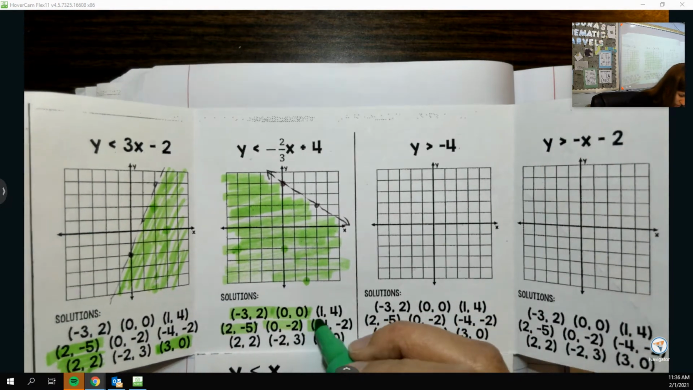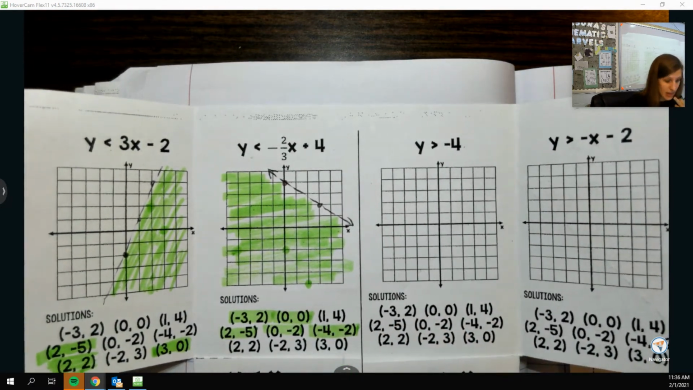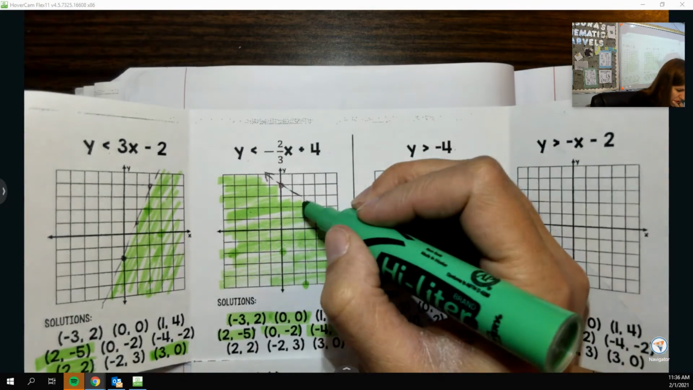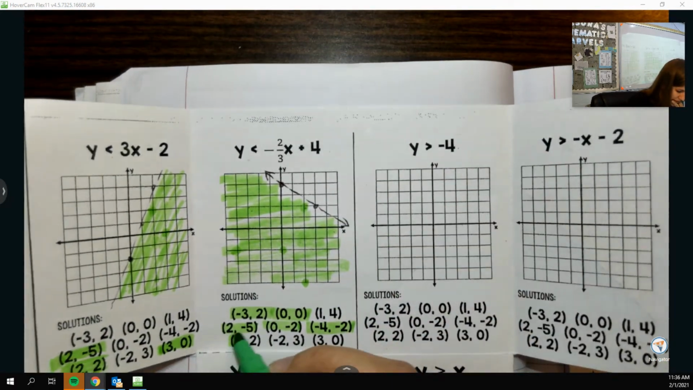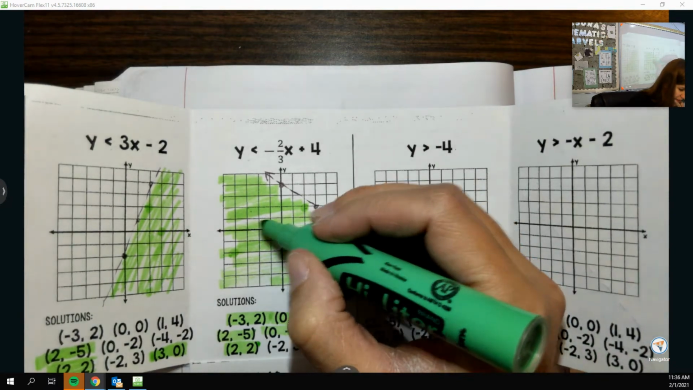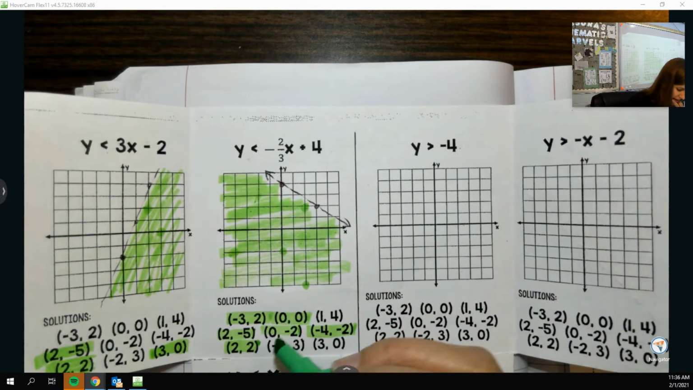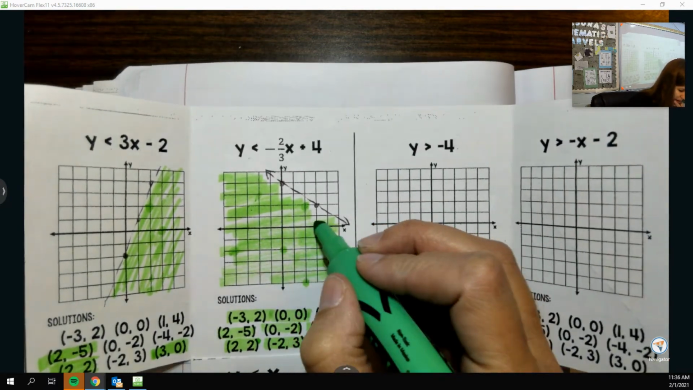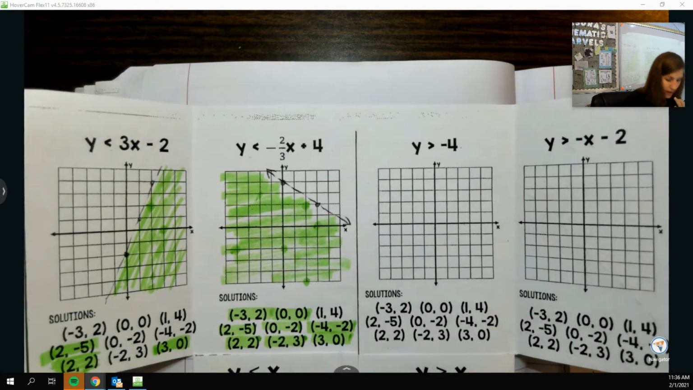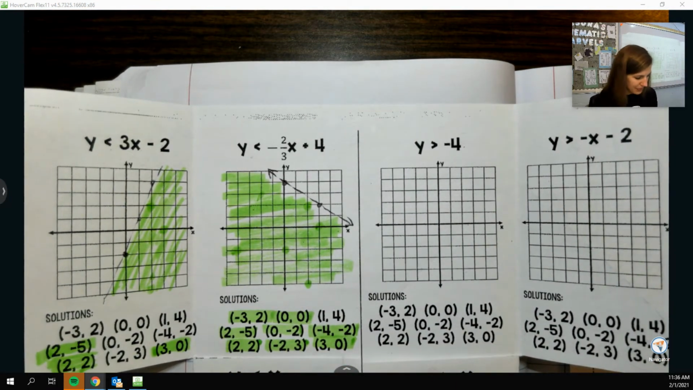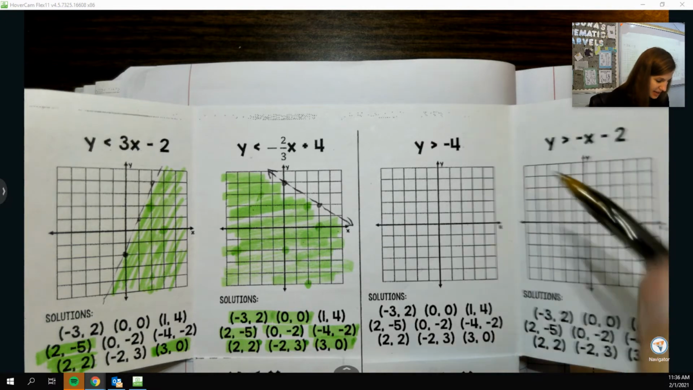This is a big old shaded region. It's got a lot of solutions in there. 2, 2 is in there. Negative 2, 3 is in there. And 3, 0 is in there. Dang, lots of them are in there. All right. On to the next.